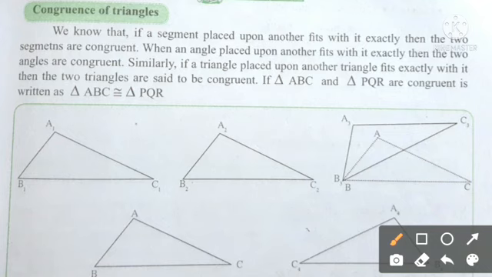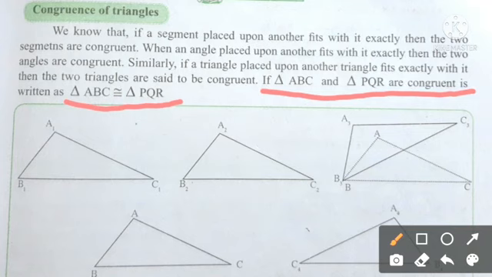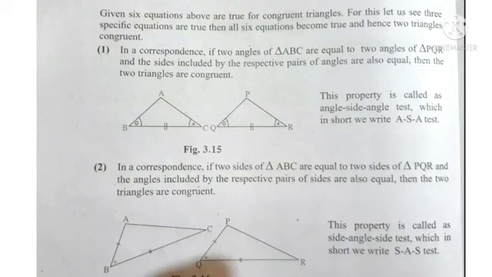See here, if triangle ABC and triangle PQR are congruent, then we write this as triangle ABC congruent to triangle PQR. Okay, did you understand? This is the sign of congruence. From this congruence, when the two triangles are congruent, do you understand? Now, given 6 equations, when the two triangles are congruent, we will see some tests for congruence of triangles.